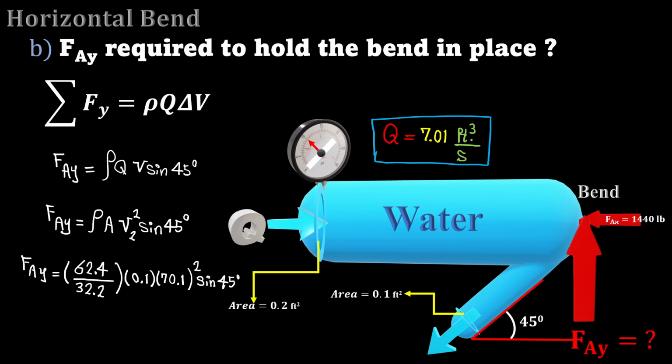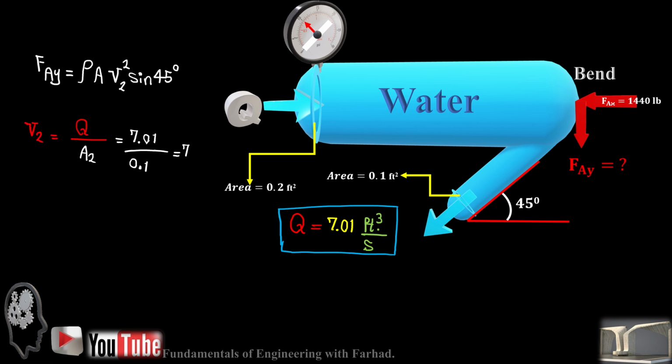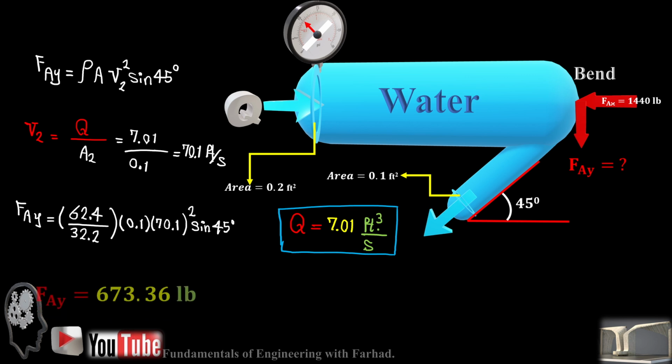Again, rho comes from gamma over g times area A2, and V2 comes from the division by the area. So the vertical component of the resultant force is F sub Ay equal to rho A V2 squared sine of 45. We already have Q, but V2 is Q over area 2. We can jot that down, and it gives V2 equal to 70.1 feet per second.